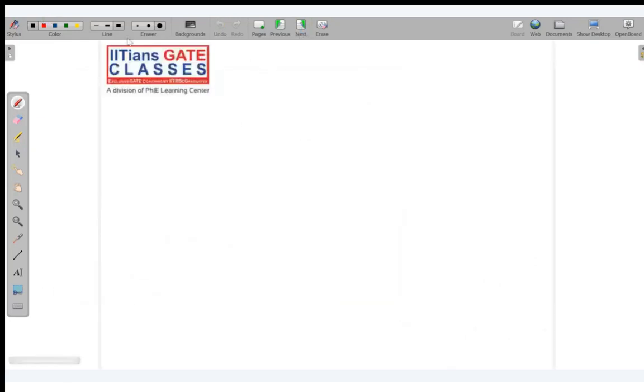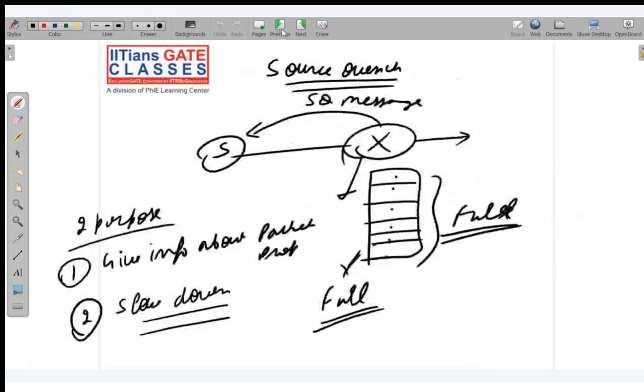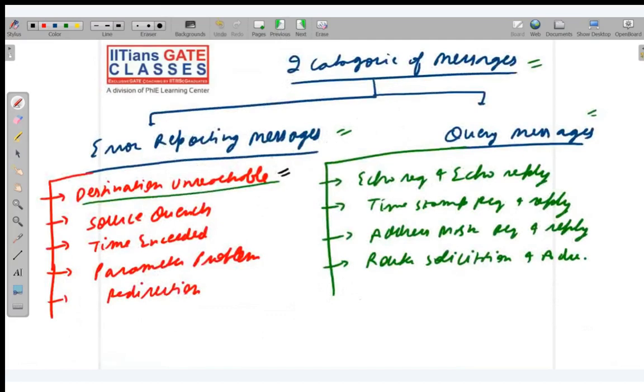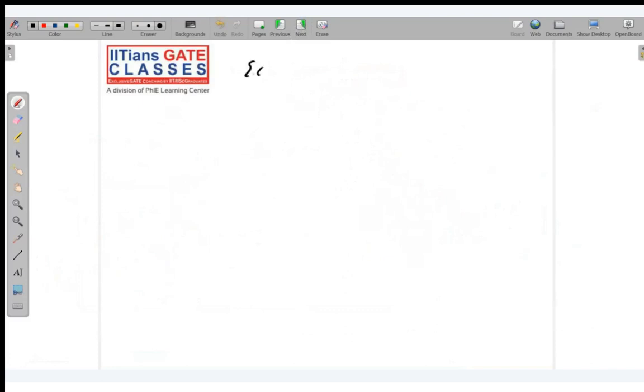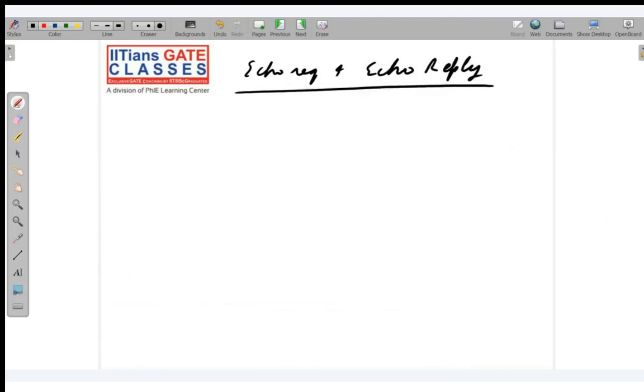Yeah, so the next is query message. So all the messages are over, you can please check it out. Destination unreachable is over, source quench is over, time exceeded, parameter problem, redirection, now everything is over. Now we are jumping to echo request and echo reply, that is query messages.